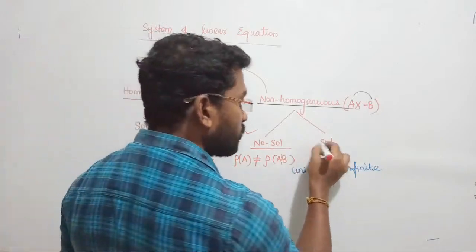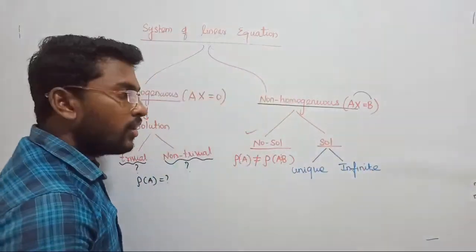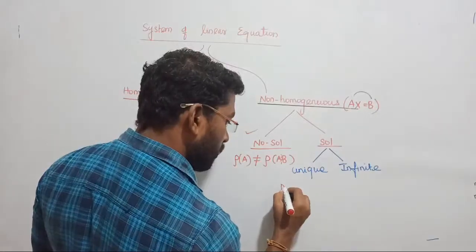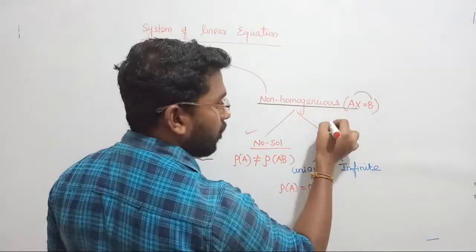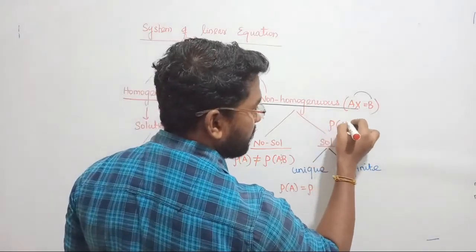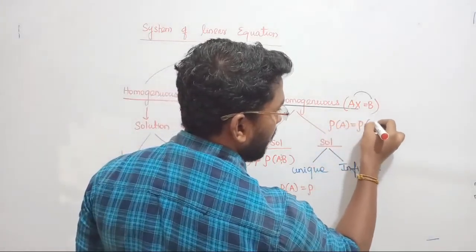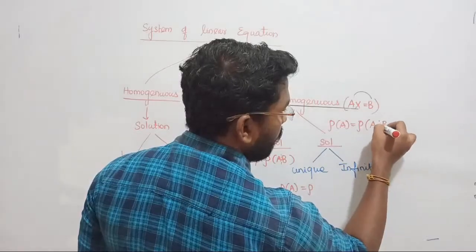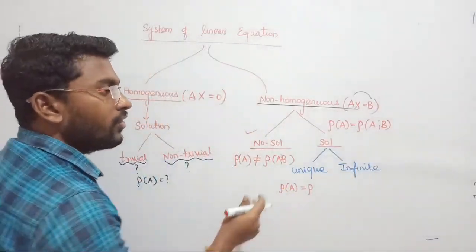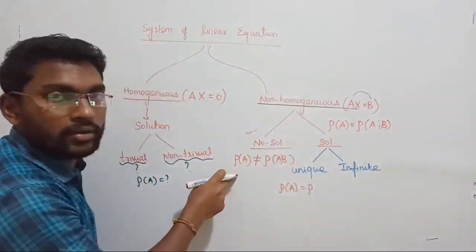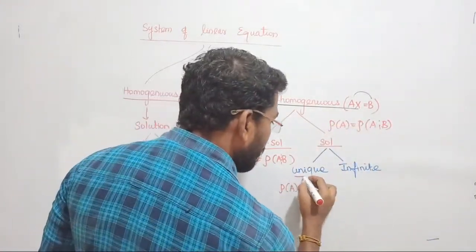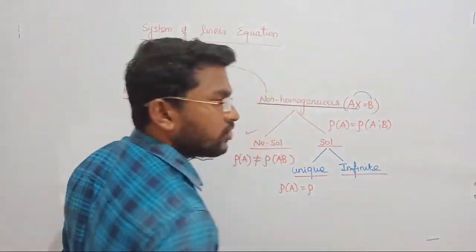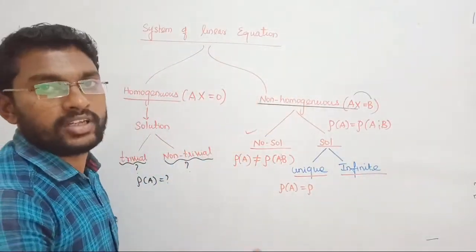Suppose you are looking for the solution; if you want to know the solution, find out the rank of the matrix. There are two possibilities. When will you get a solution? When the rank of the matrix A becomes equal to the rank of AB. When the rank of A and the rank of AB are equal, you will get the solution. Otherwise you have to go here. If you are getting the solution, there are two possibilities. Either you can get a unique solution or you can get an infinite solution. You will have two possibilities for that, right?